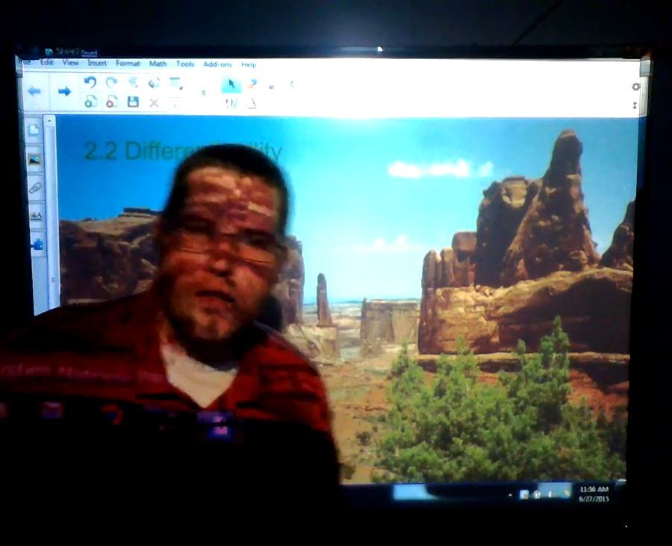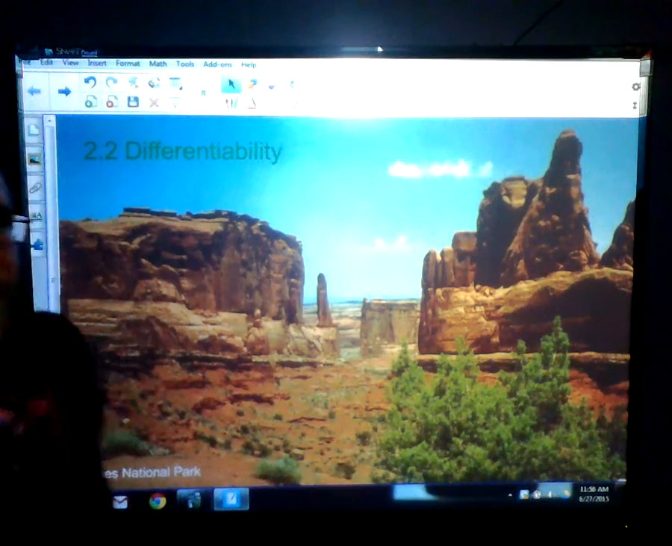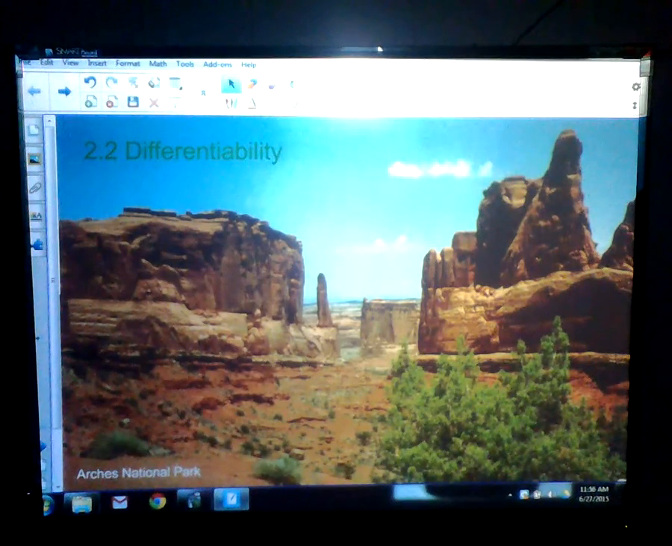Hey everyone, welcome back. This is section 2.2, differentiability. Much shorter section than 2.1.